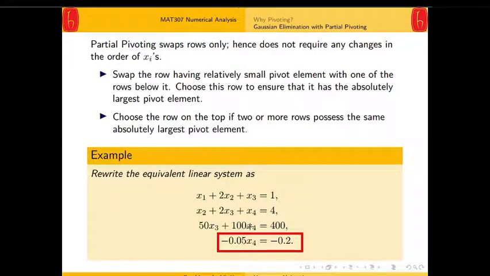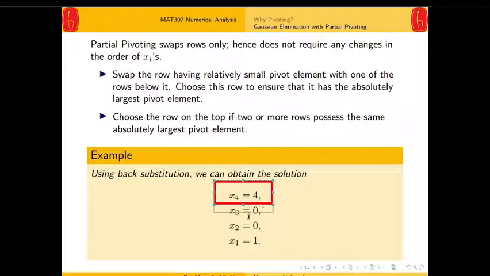And if we substitute 4 for x4, then this will be 400s, and these 400s will cancel out, and we will obtain x3 equals 0. And here again, x4 is 4, x3 is 0, 0 plus 4 will be 4. If we cancel 4s, we will have x2 equals 0 again. x2 and x3 being 0 makes x1 equal 1. So these are our solutions.